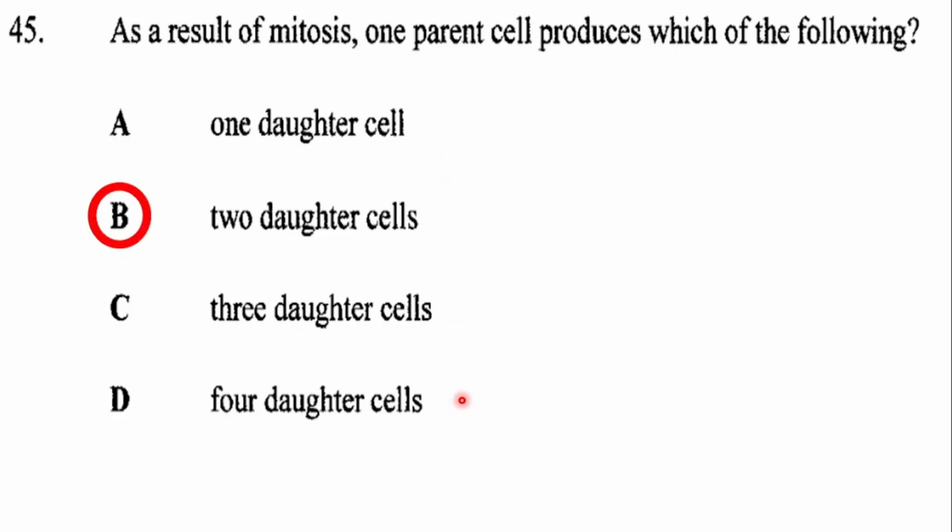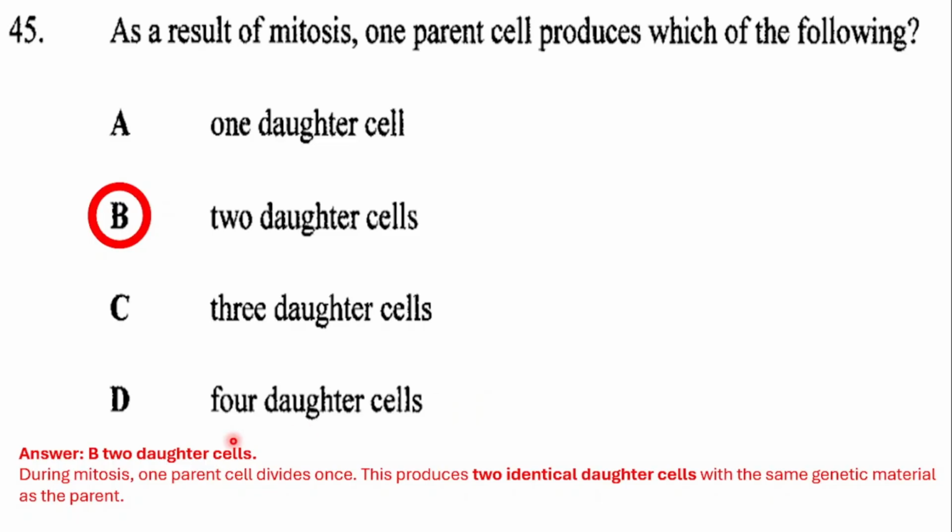And the correct answer is definitely going to be 2 daughter cells, because during mitosis, one parent cell divides once. This produces 2 identical daughter cells with the same genetic material as the parent. So the correct answer is definitely going to be B, 2 daughter cells.